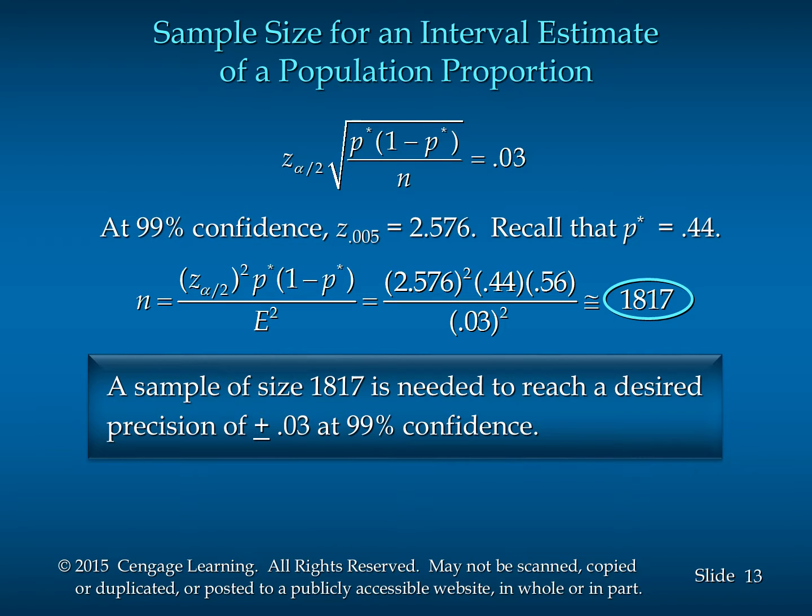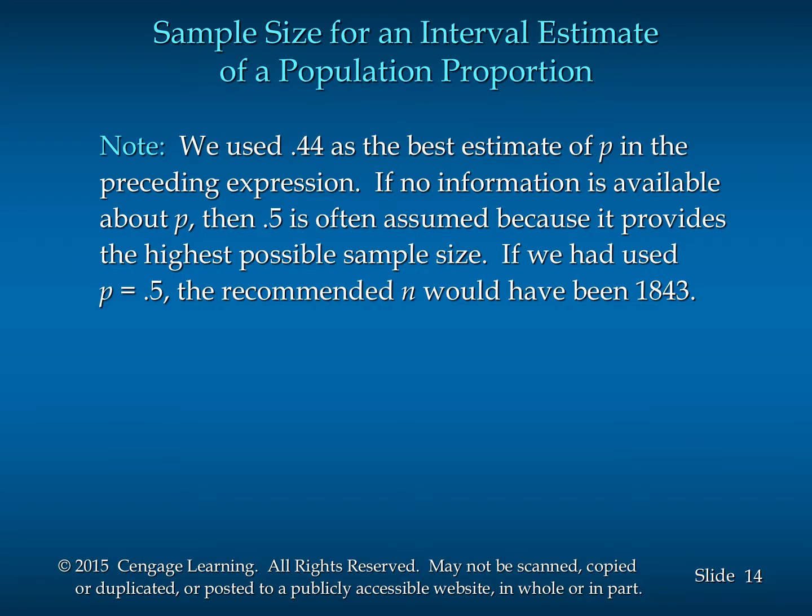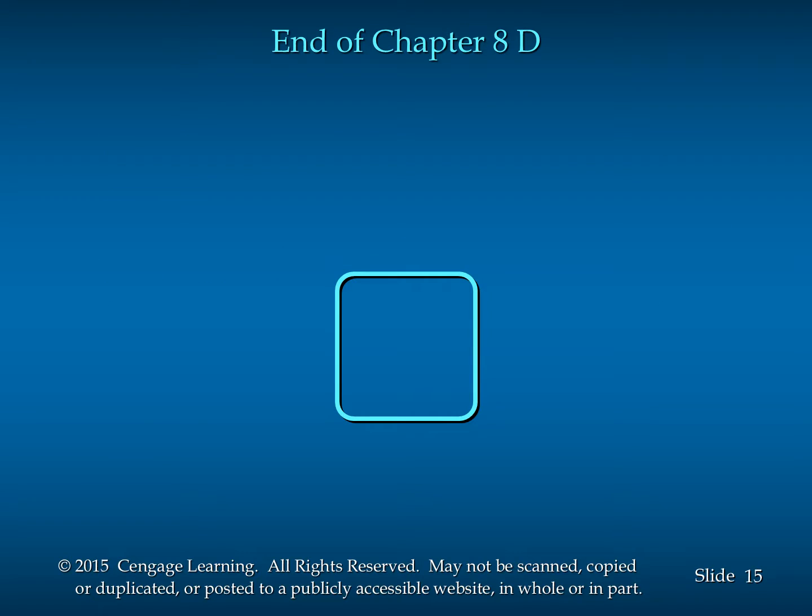That was done using the known sample proportion of 0.44. If we had done this calculation using a best planning value of 0.5, we would have come out with a sample size of 1843, not very different.